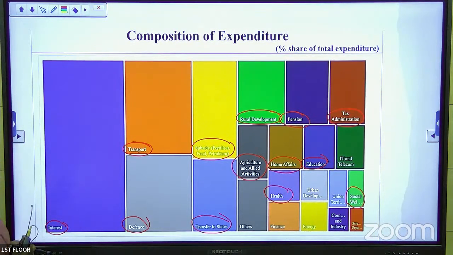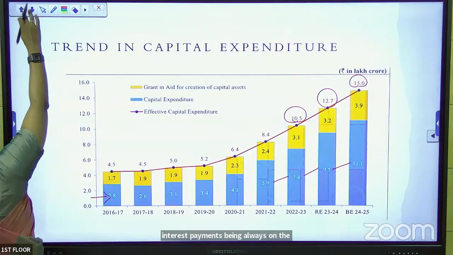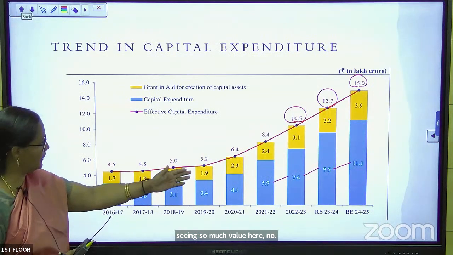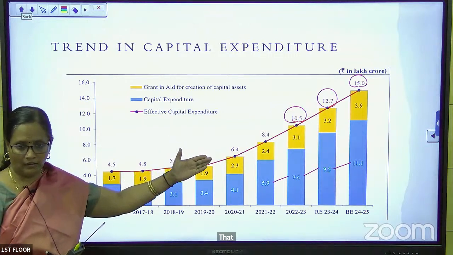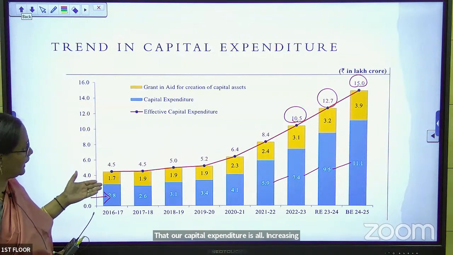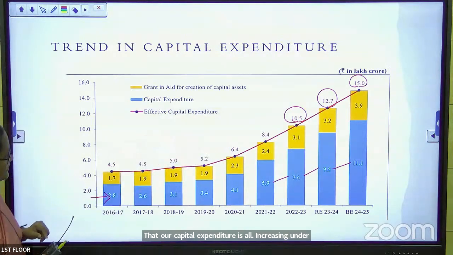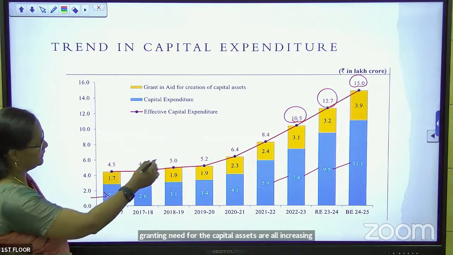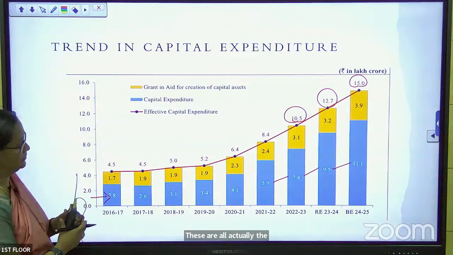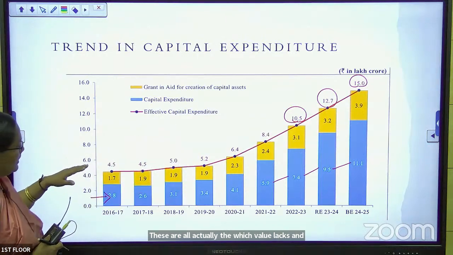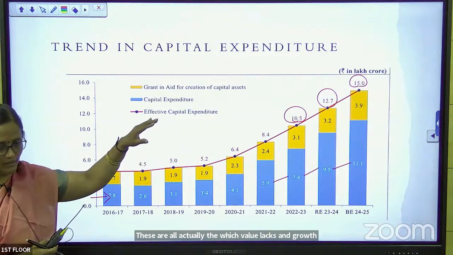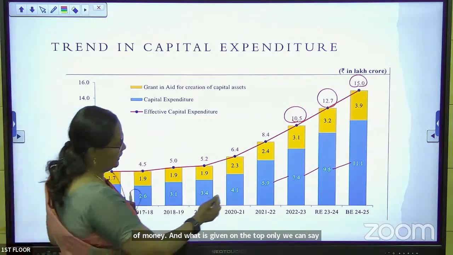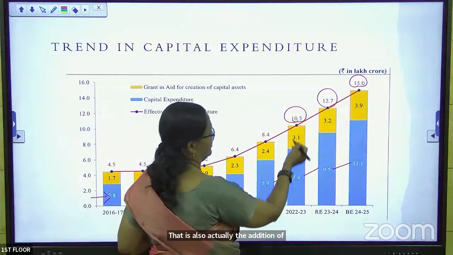So whatever may be the list of the expenditure, we have interest payments being always on the top. We are seeing so much value here, no, that our capital expenditure is all increasing, and grant in aid for the capital assets are all increasing, right? These are all actually lakhs and crores of money, and what is given on the top is actually the addition of these two things' value only.